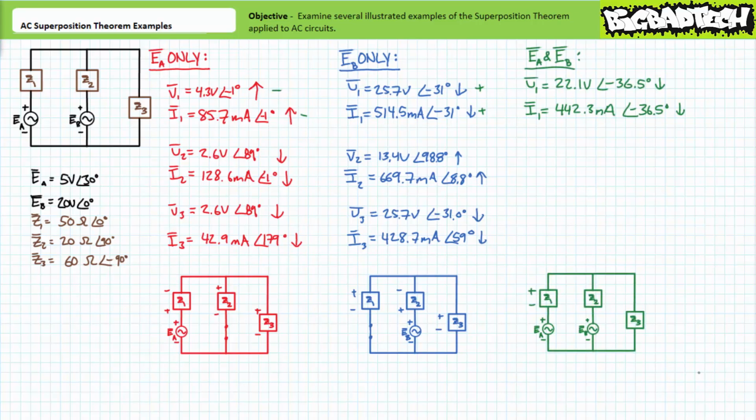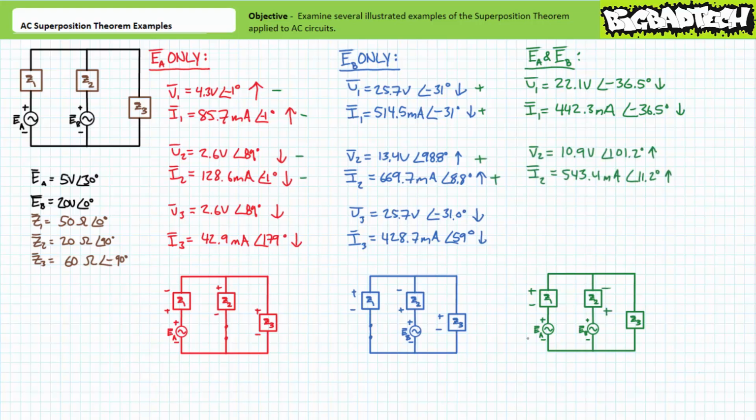The opposing contributions of EA and EB yield V1 to be 22.1 volts at an angle of negative 36.5 degrees, oriented positive to negative, top to bottom. Current I1 is 442.3 milliamperes at an angle of negative 36.5 degrees, traveling top to bottom.